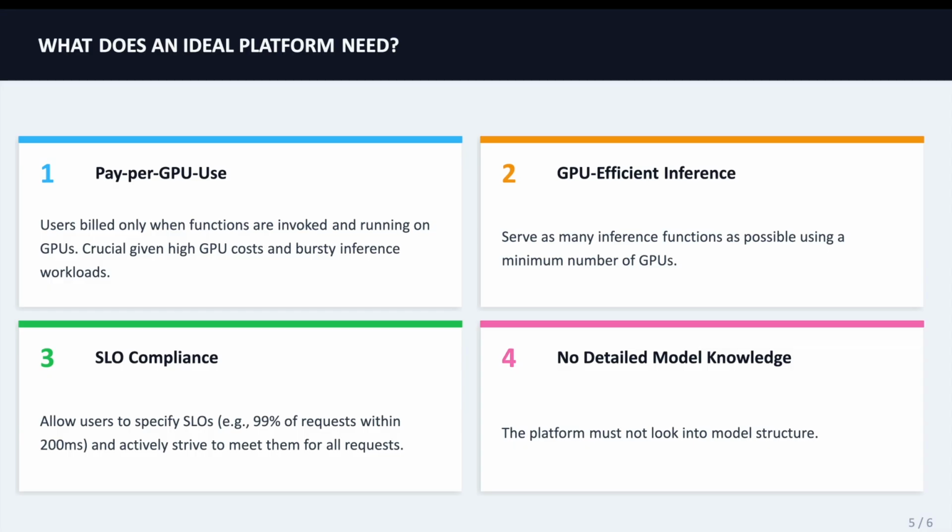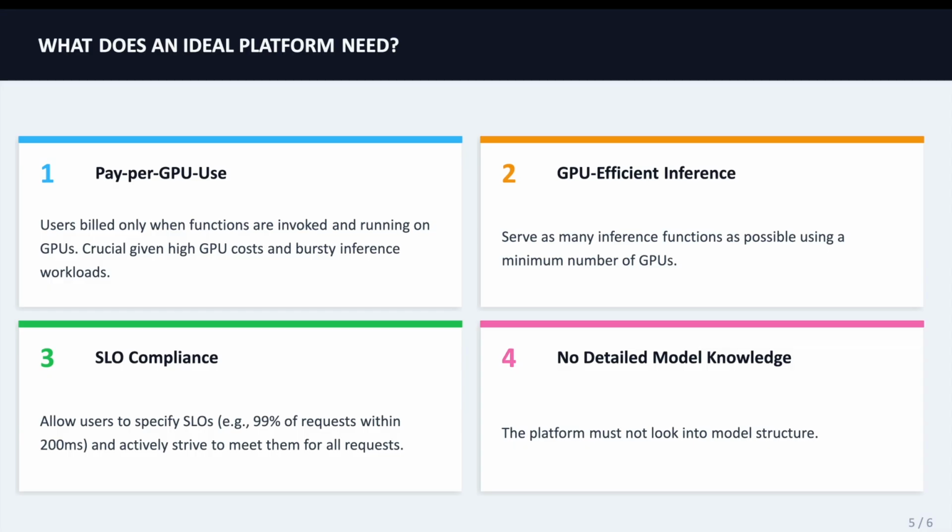Given how expensive GPUs are and how bursty those workloads are, that matters a whole lot in terms of a pay per use serverless GPU. Then we move on to R2, which is basically GPU efficient inference. It's not about one function running fast, it's about fitting as many functions as possible onto a few GPUs as possible. That's what makes economics work for the cloud provider.